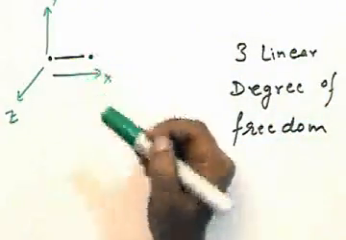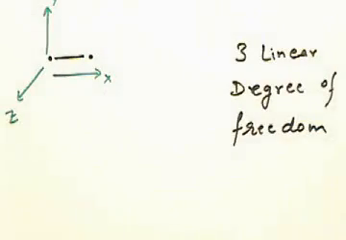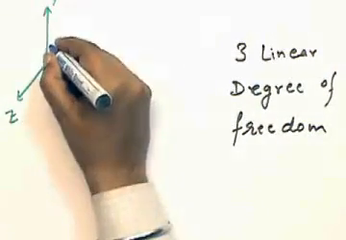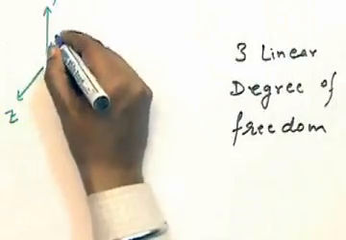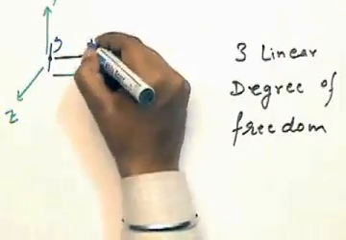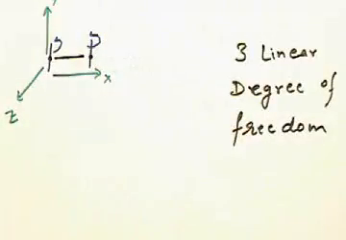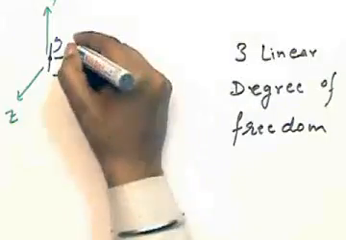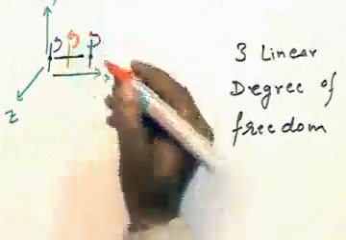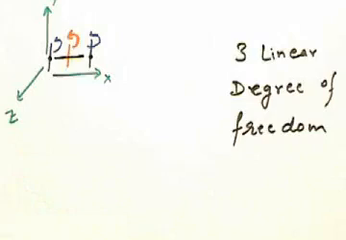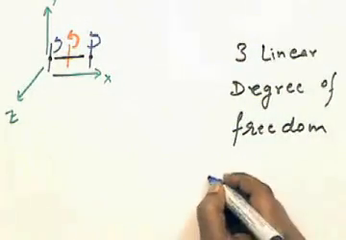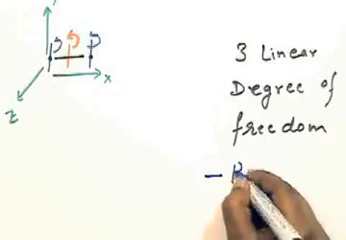Also, this object can rotate about this axis and also about this axis. It also has the option to rotate about this axis, which is passing through the center of it. There could be n such, or infinite such, axes about which it can rotate. So there exists the second degree of freedom, the rotational degree of freedom.